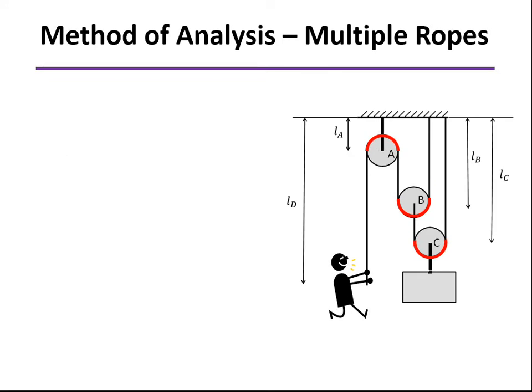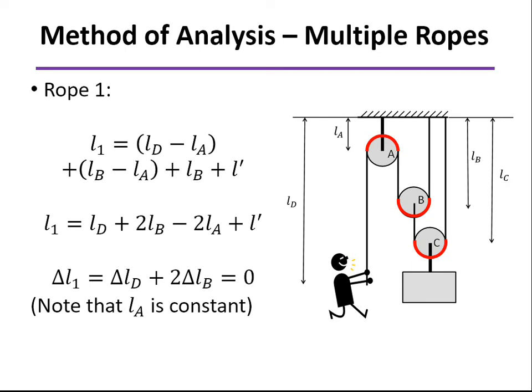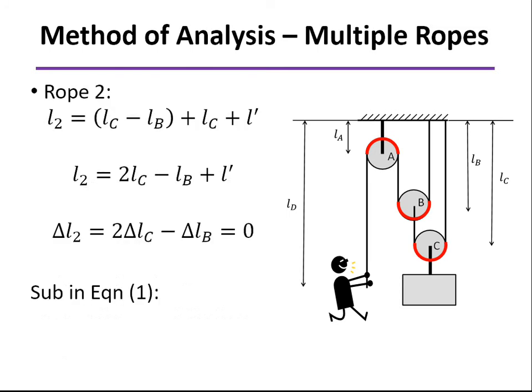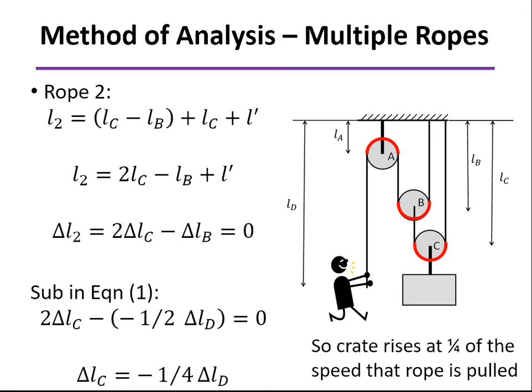We look at the equations for each rope, which are going to give us simultaneous equations. In this case, 2 ropes, 2 equations. I won't go through this in a lot of detail, but for rope 1, that first length where the guy's pulling it down is going to be L_D minus L_A. Similarly for the other lengths of rope 1, we go through and say the change is equal to 0, and so we come up with one equation that relates 2 of these unknowns, delta L_B and delta L_D. Then we look at rope 2 in a similar fashion, and we come up with an expression for delta L_C as a function of delta L_B. Going back to the first equation, we simplify that down to find that in this case the crate is going to rise at 1/4 of the speed that the rope is pulled.